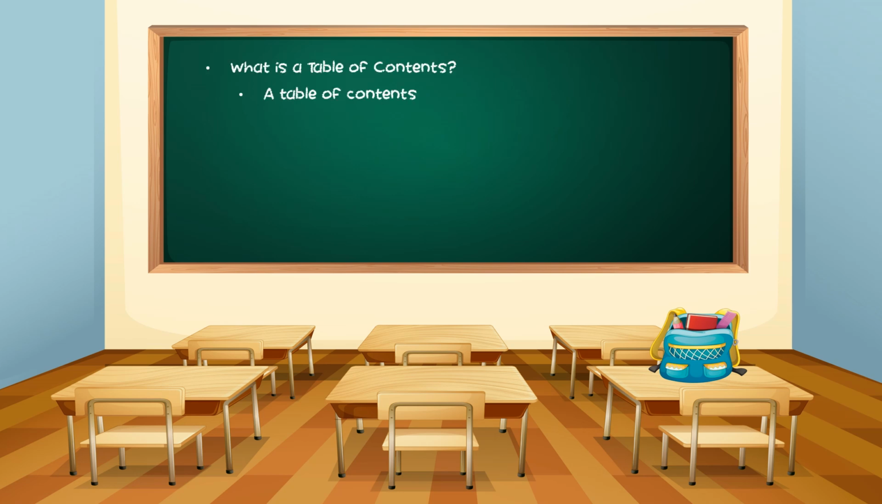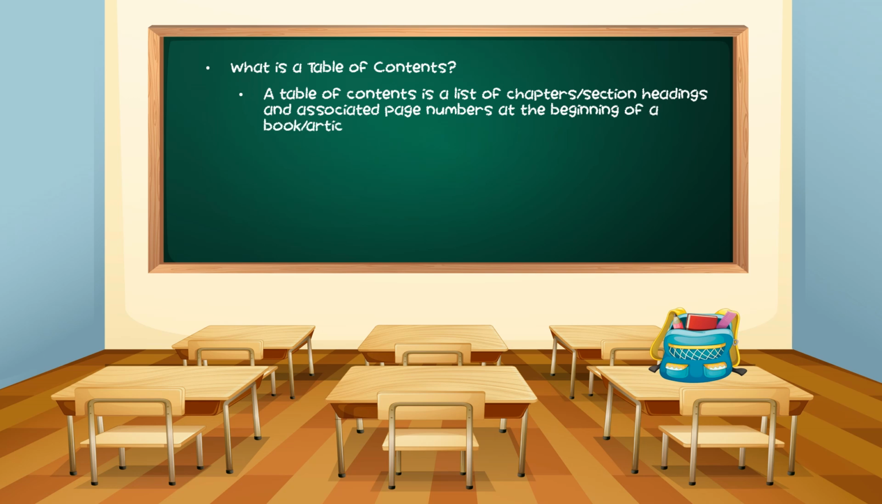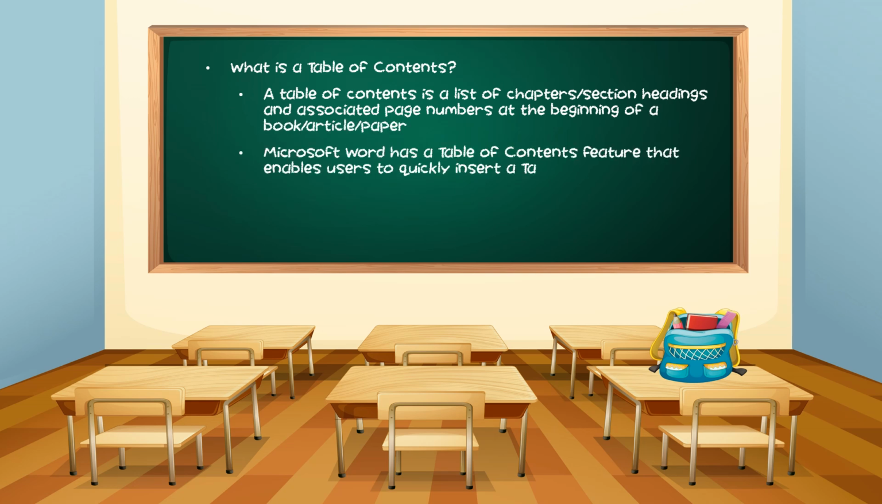What is a table of contents? A table of contents is a list of chapter, section headings, and associated page numbers at the beginning of a book, article, or paper. Microsoft Word has a table of contents feature that enables users to quickly insert a table of contents into a Word document. You will also most likely get a table of contents type question on the Microsoft Word Associate Certification exam. Let's go ahead and go over to Word and get started.